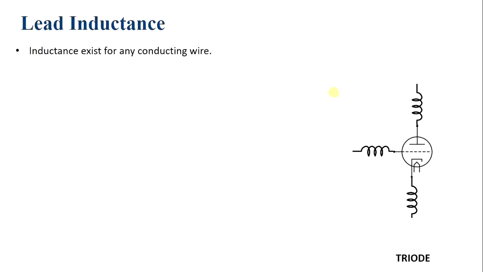Now let's again consider the example of the triode. You know, a triode has three terminals, that is anode, grid and cathode. These terminals are conducting, so there exists an inductance. The inductance of the anode is denoted by LP, that is the plate inductance. LG denotes the grid inductance and LK denotes the cathode inductance.